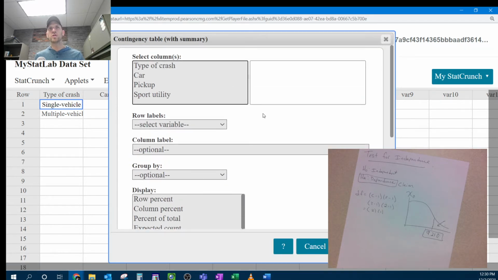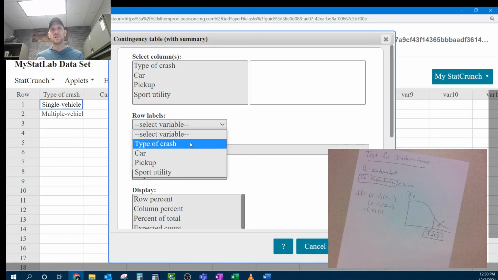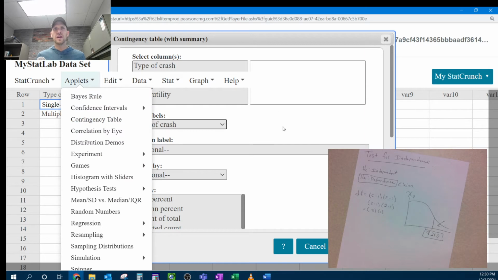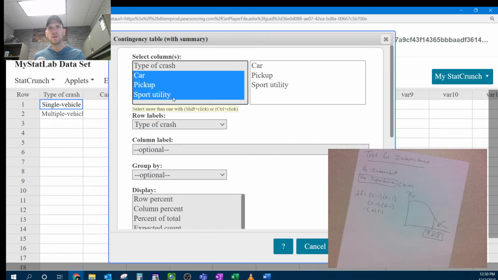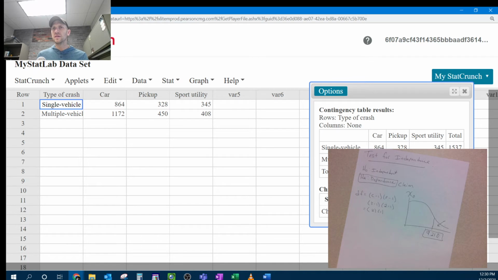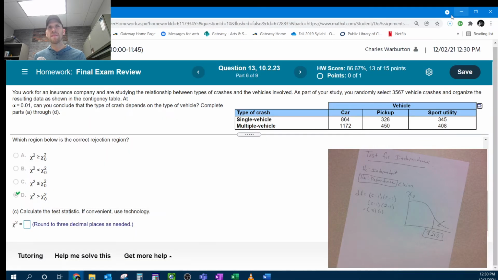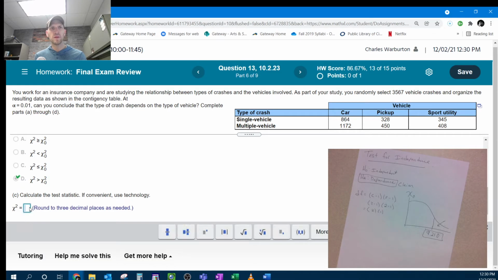And then it says, where were your rows at? Our rows were the type of vehicle, right? Or I guess they called it type of crash, sorry, type of crash. And then what were your columns? Well, your columns were car, pickup, SUV. Select them all. And there's the chi-square value. There it is. All right, so 3 decimal places.